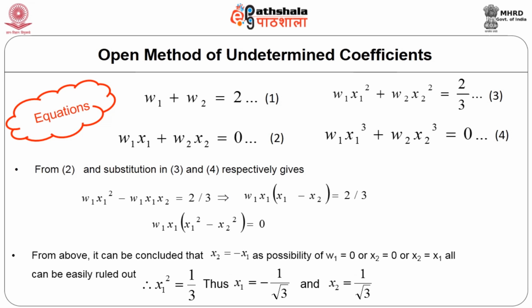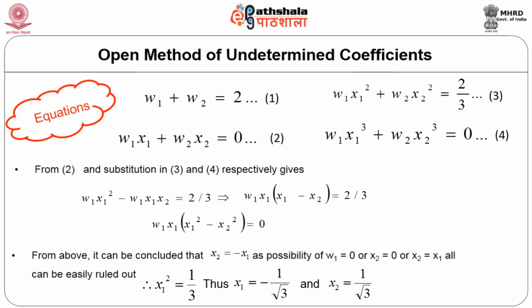So, we get x2 is equal to minus x1. Substituting in the second equation, we get W1 x1 minus W2 x1 is 0, giving us W1 is the same as W2. So, these two weights are the same, W1 equal to W2. Substituting in the first equation that the sum is 2, and both being equal, gives us that each of these weights is equal to 1. So, W1 and W2 are 1, x2 is minus x1.